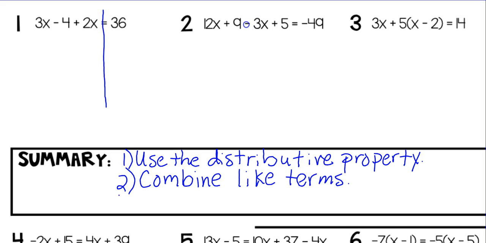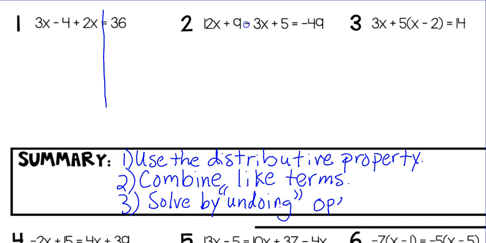And then the third step is going to be just solve by undoing, right? We're undoing, and I'm putting that in parentheses because I don't think that's a real word, undoing operations. So that means if we have addition, we're going to subtract. If we have subtraction, we're going to have addition. And then the other two that go together are multiplication and division.